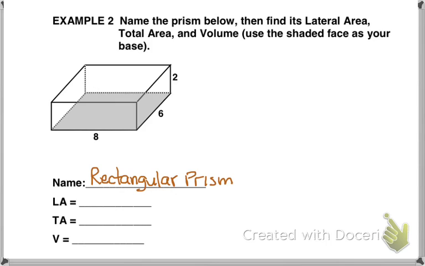And now we want to find the lateral area. We're only interested in the lateral faces of the prism, not the bases. Now the bases of this prism have the dimensions of 8 and 6. We will not use that information for the lateral area. We will use it later when we want to find the total area. So let's look at the lateral area.